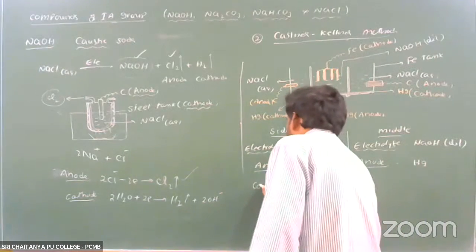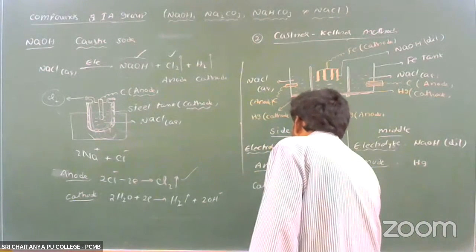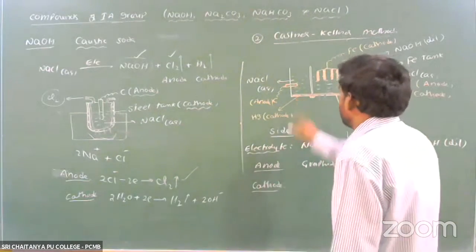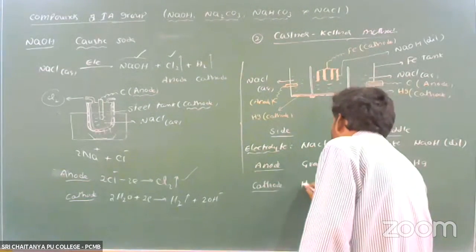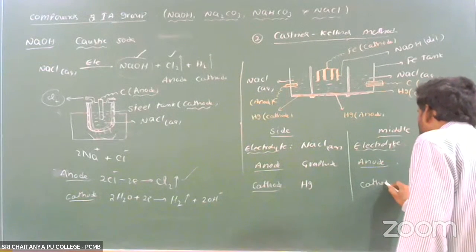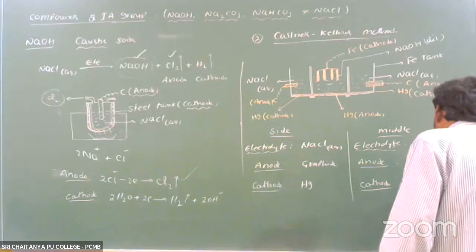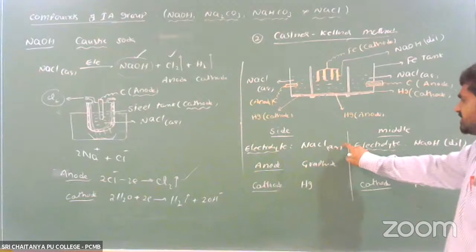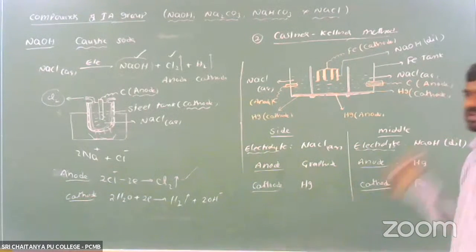What is the cathode in the side compartment? Mercury acts as cathode. Next, what is the cathode in the middle compartment? Iron rods. So iron rods act as cathode. The electrolyte, anode and cathode are important.